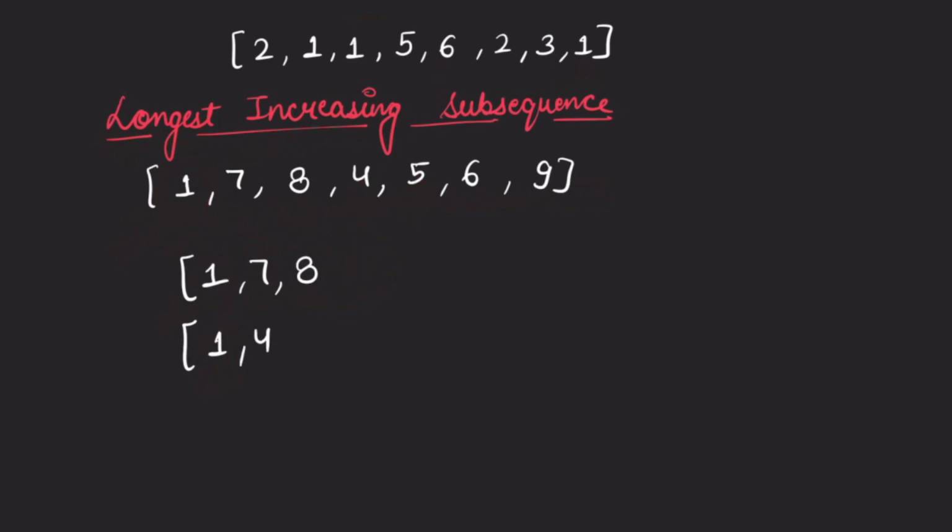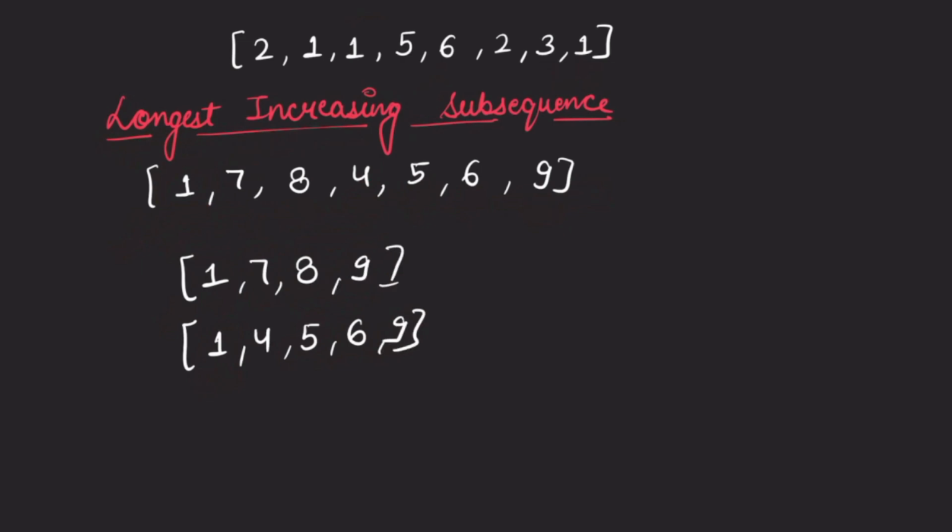Next we have 5. Can we write 5 here? No, because again it will disrupt the increasing order. Can we write 5 here? Yes, we can. So it will be 1, 4, 5. Next we have 6. Can we write 6 here? No. Can we write 6 here? Yes. So here we'll write 6. Then we have 9. So can we write 9 here? Yes. Can we write 9 here? Yes. So it will be 9, 9, right?